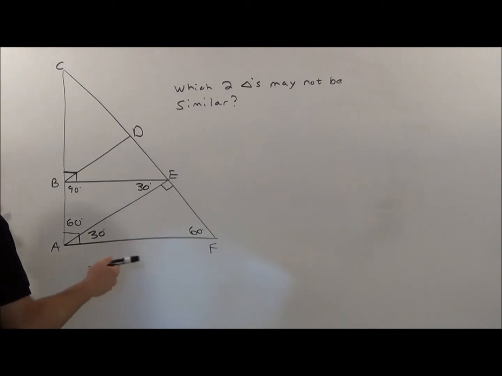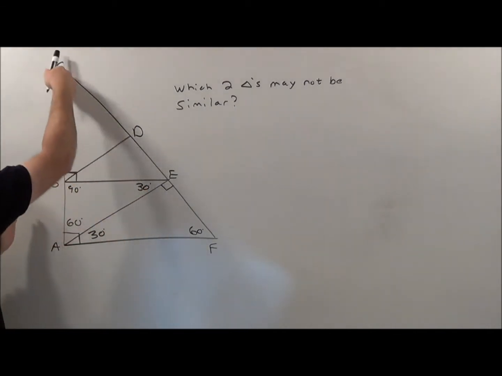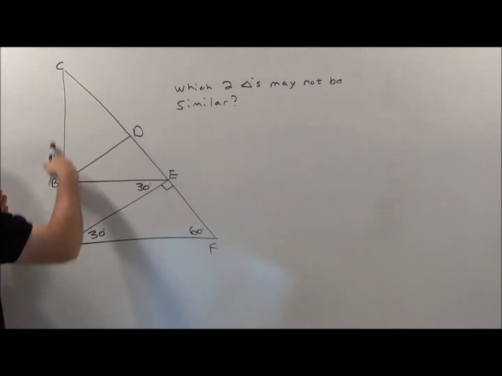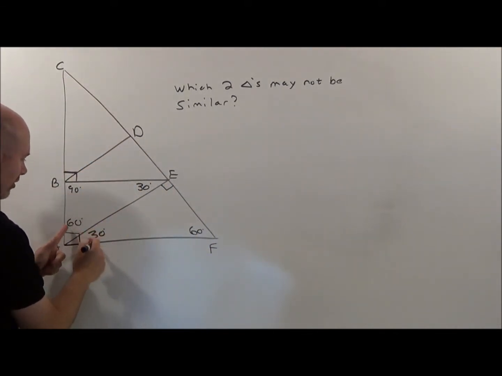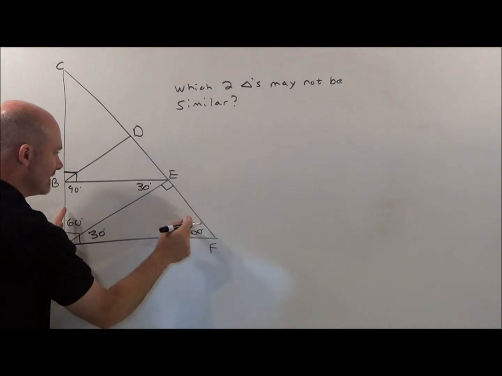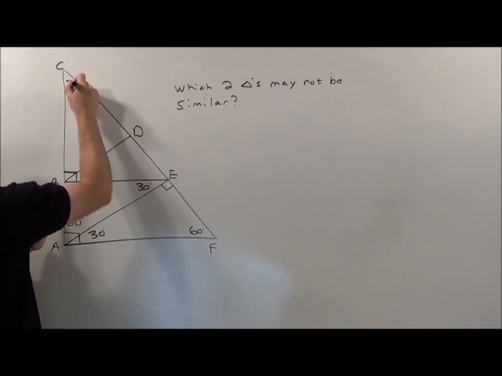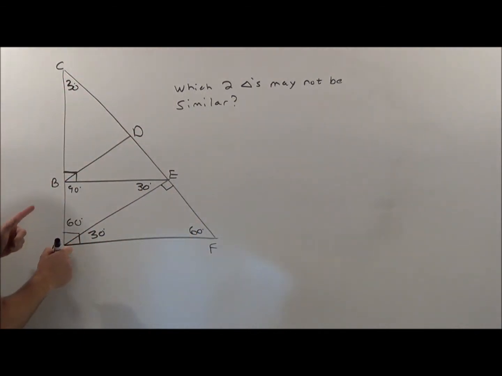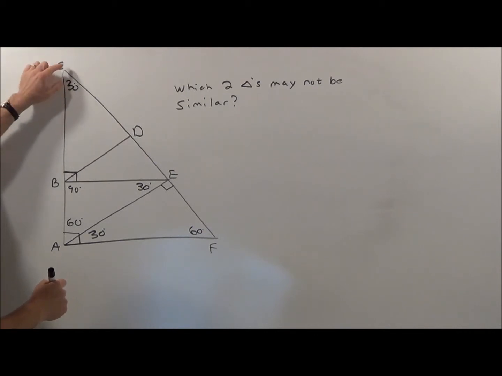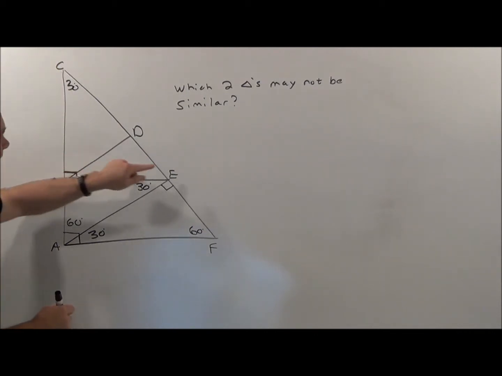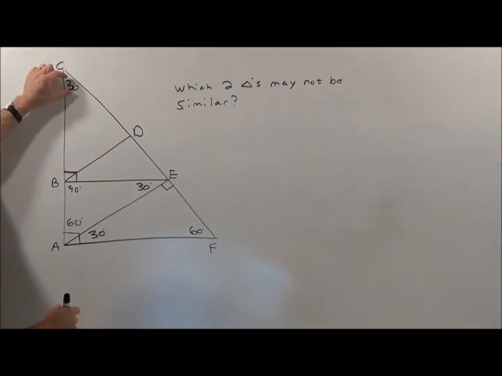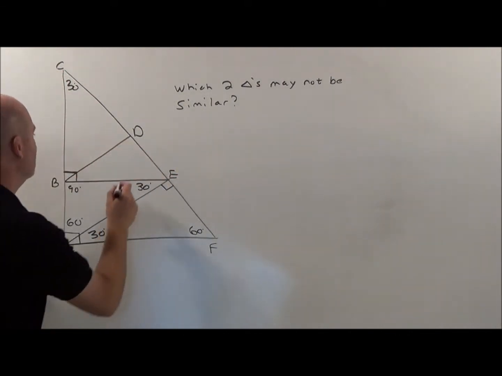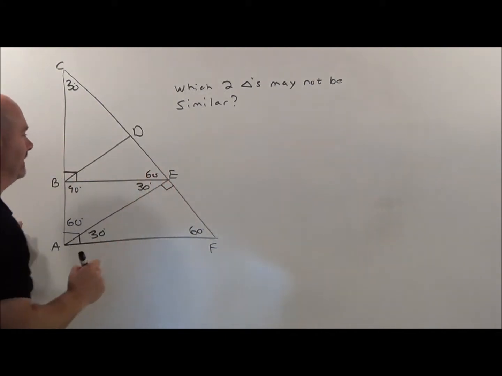Now I'll start thinking, okay, well hold on a second. Let's look at this big triangle, this big triangle from A to F up to C. Well, this corner of that big triangle is 90, and this is 60, so this corner must be 30 up here. So I'm now looking here from C down to B over to E. Notice you have 30, 90, and that'll force this to be 60.